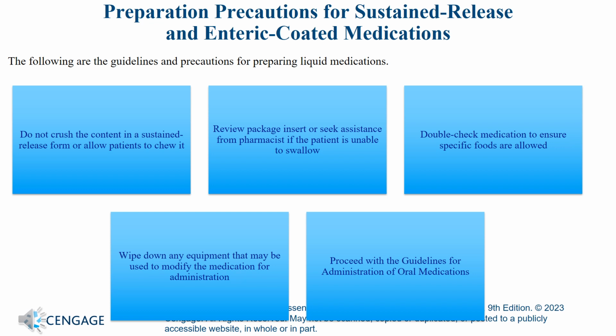Preparation precautions for sustained release and enteric-coated medications. First, it tells us not to crush the content in a sustained release form or allow patients to chew it. Next, it tells us to review the package insert or seek assistance from pharmacists if the patient is unable to swallow. We double check the medication to ensure specific foods are allowed. We wipe down any equipment that may be used to modify the medication for administration and proceed with the guidelines for administration of oral medications. Okay? Basically, this takes us back to step 13.